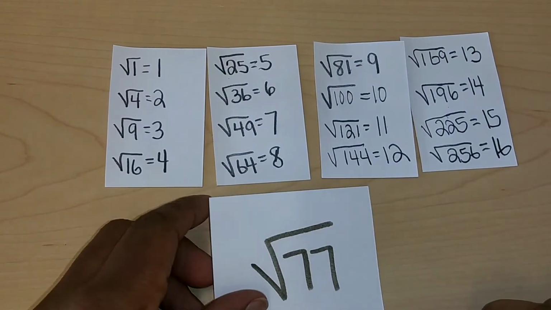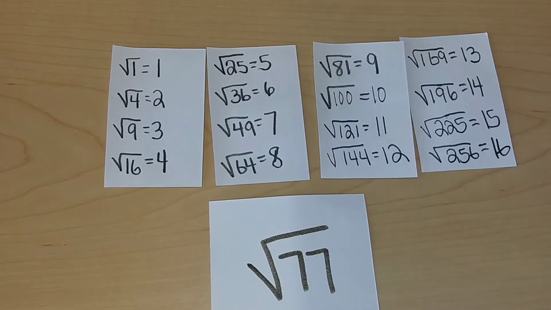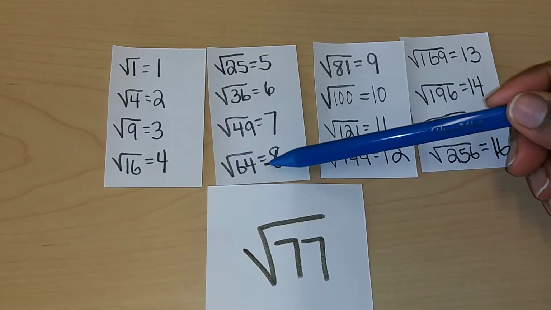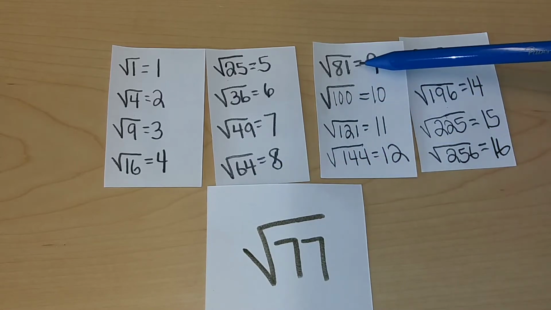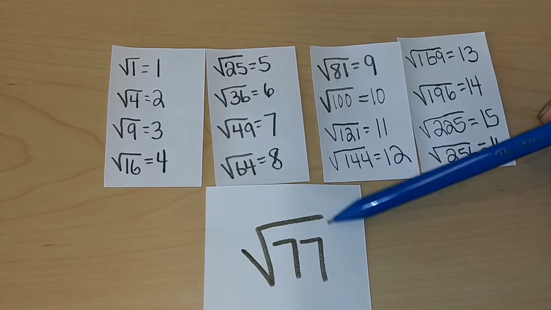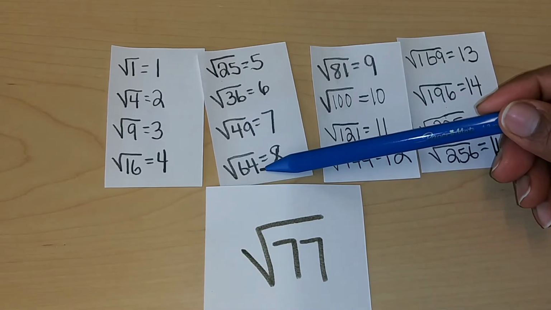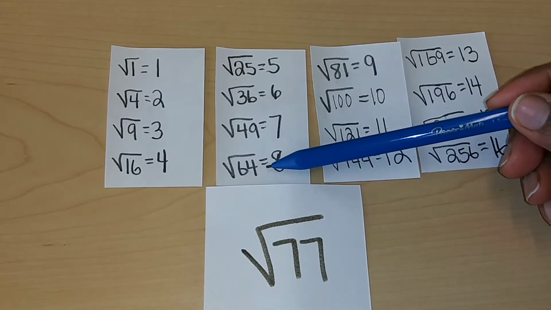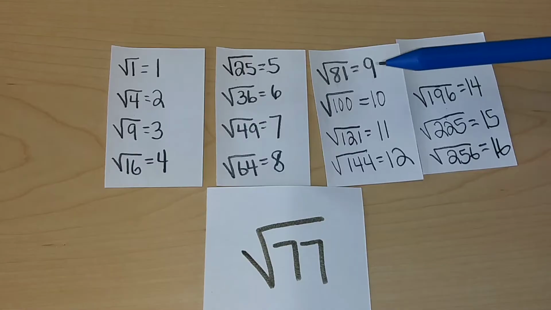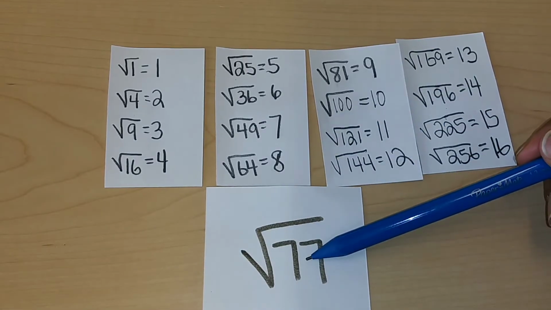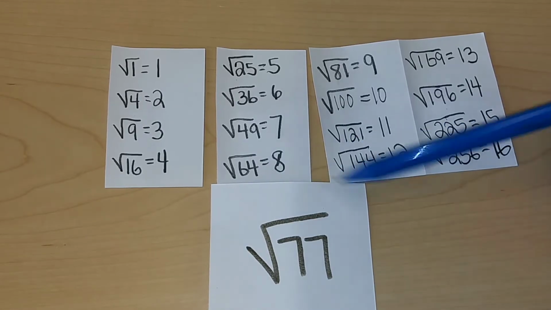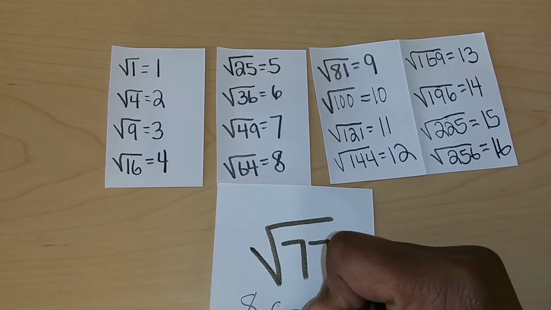Find the two consecutive whole numbers between which the square root of 77 lies. First, I have the square root of 64 here, and I have the square root of 81. And I know the square root of 77 falls between the two consecutive perfect squares of 64 and 81. Therefore, if this was a number line, the square root of 77 will fall between the whole numbers of 8 and 9.